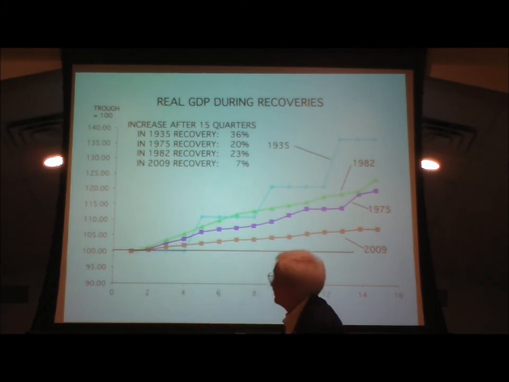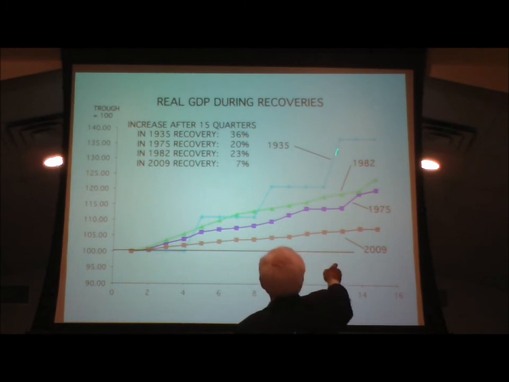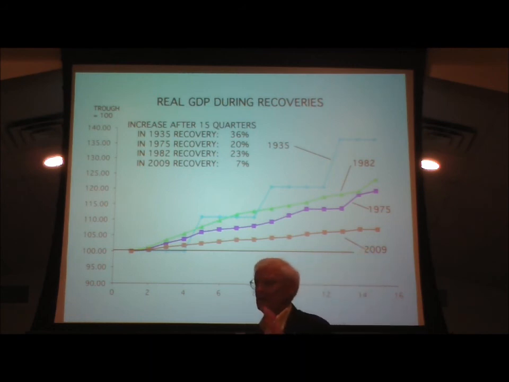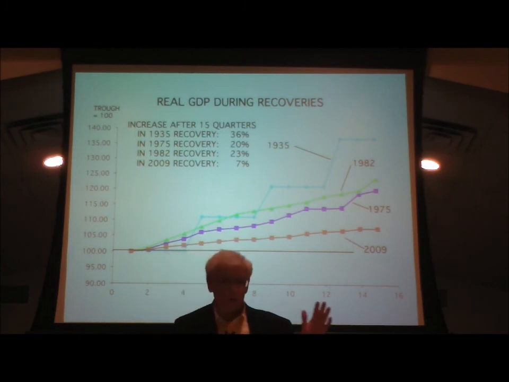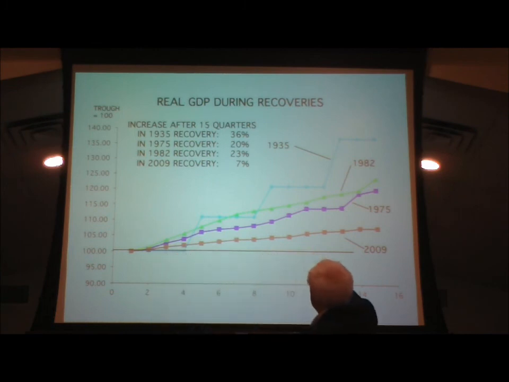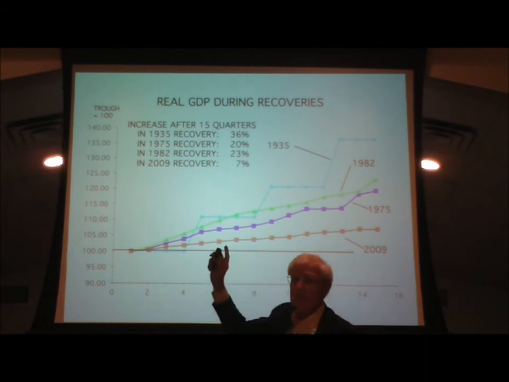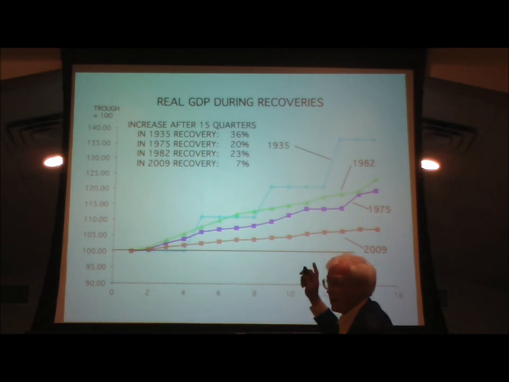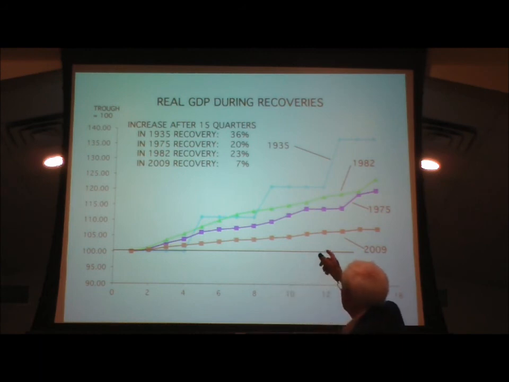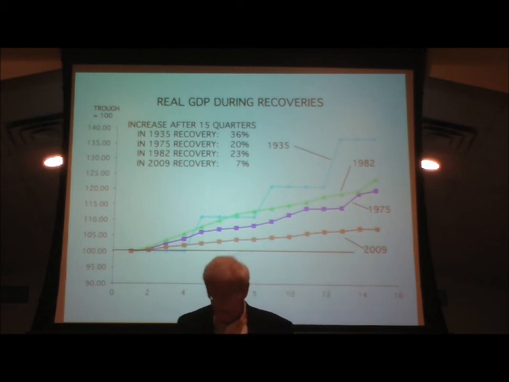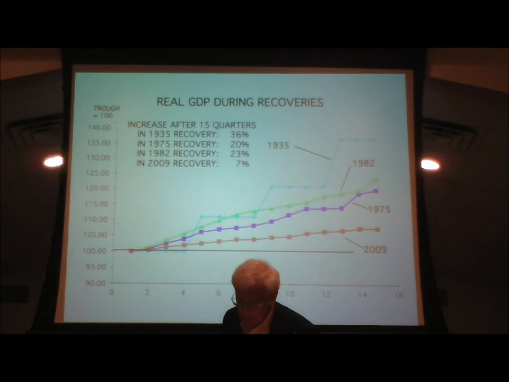So by looking up here, you can see that 1935 was actually the sharpest recovery. In fact, after 15 quarters, which is where we are now, fourth quarter of 2012, after 15 quarters of recession, the Great Depression scenario saw a recovery of about 36% in production. So they were up 36% from the bottom. 1975, they were up 20%. The Reagan recovery, they were up 23%. And we are up 7%.